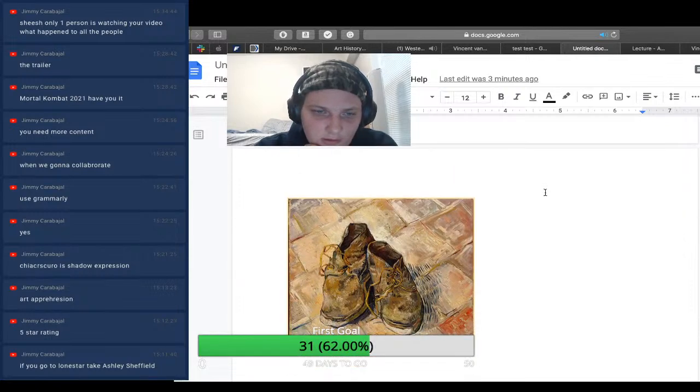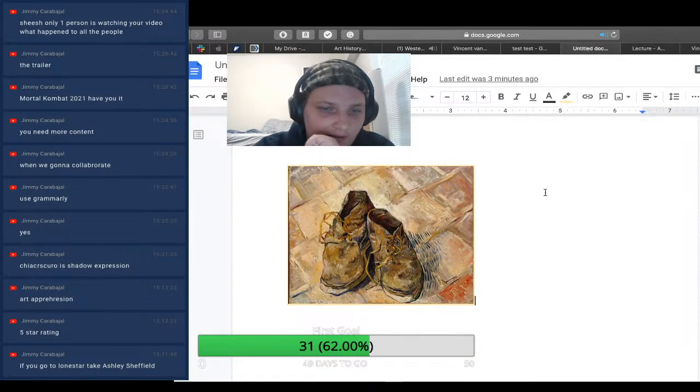I don't know what else to say. I think we need to talk about the shoes a little more before we move on to the next part, and we can always come back and add more details if we need to. I don't really know what to say besides that the light's coming from this direction, as seen by the shadows here.